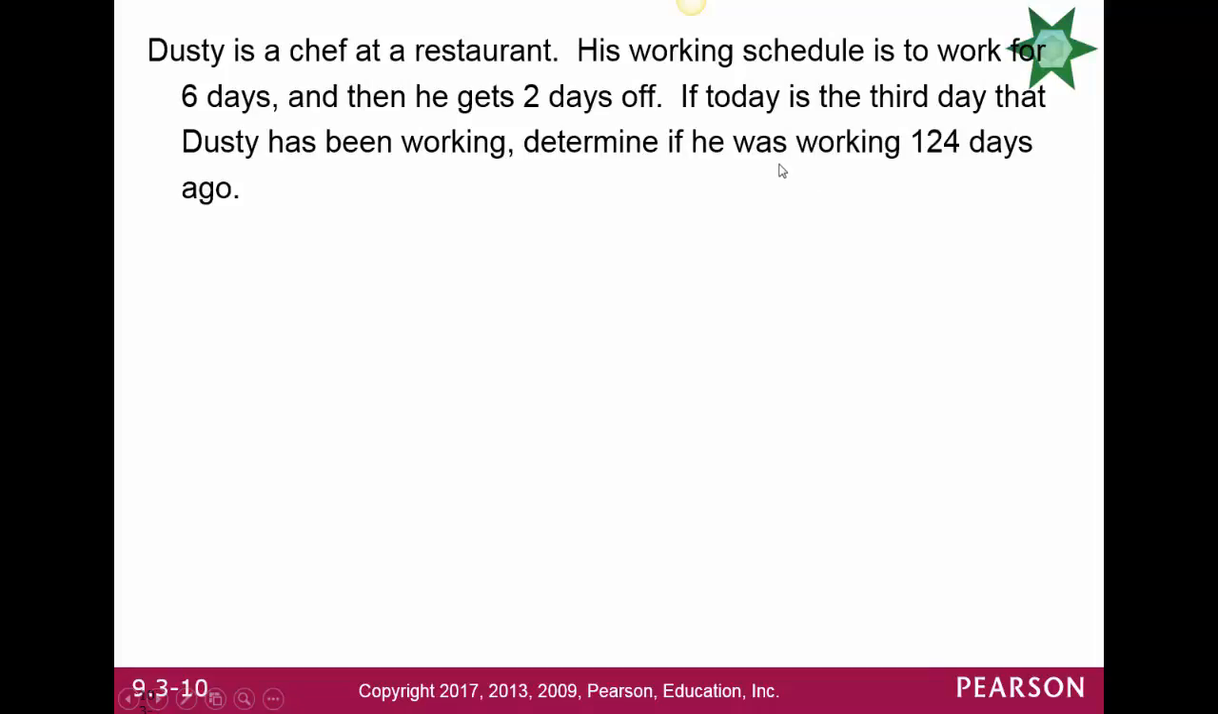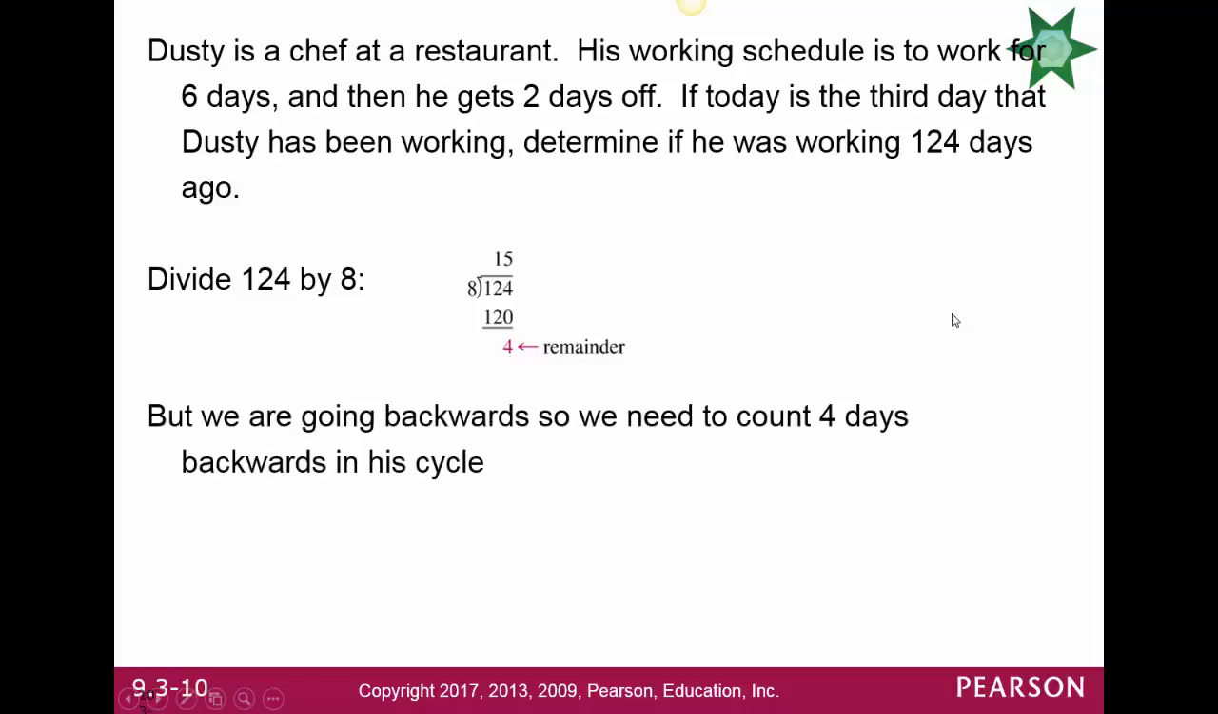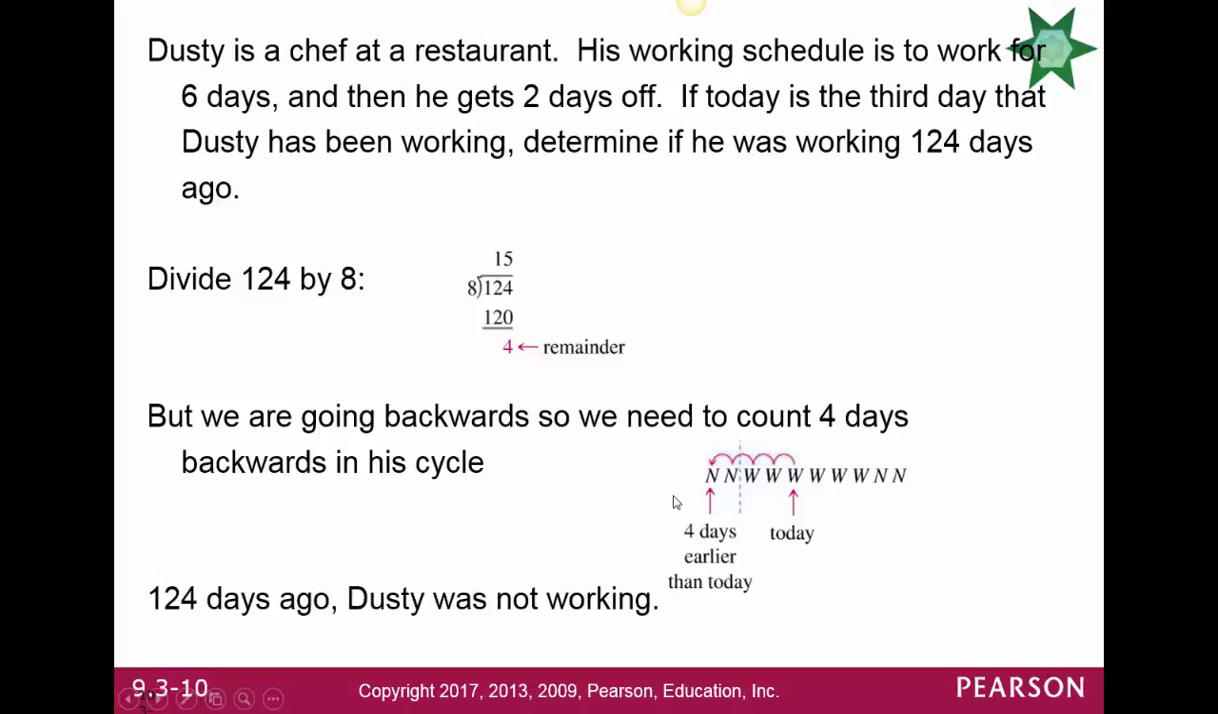Today is the 3rd day. Determine if he was working 124 days in the past. So you're still going to divide by 8. So 124 divided by 8 gives us 15 with a remainder of 4. Now we've got to go backwards. So here he is working. He's in the 3rd day of his cycle, but we want to go back by 4. 1, 2, 3, and 4. So 124 days earlier, he was not working.